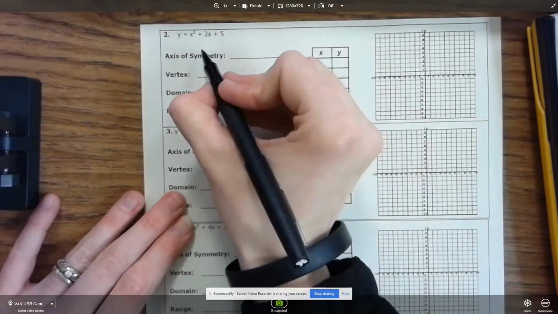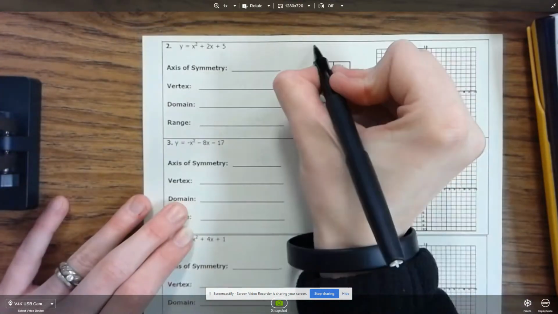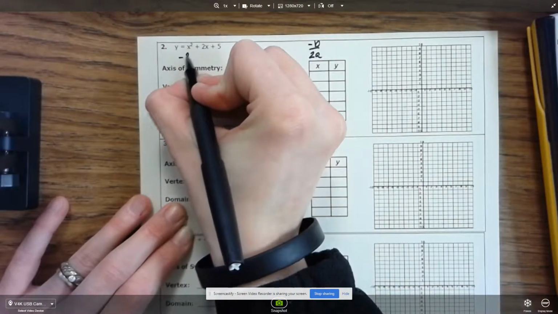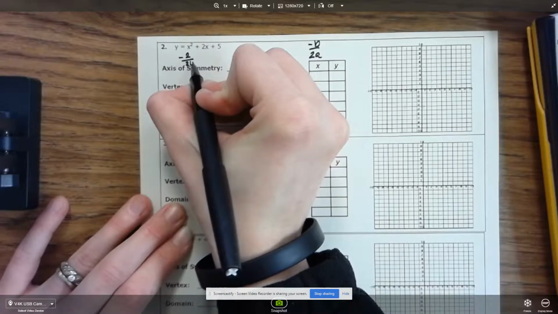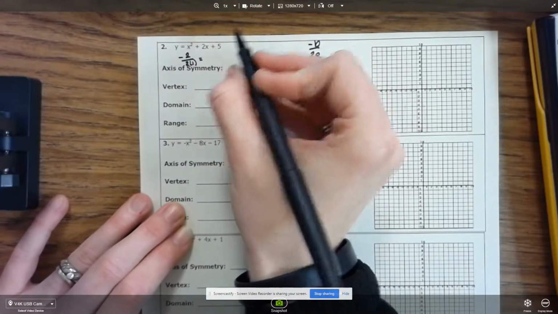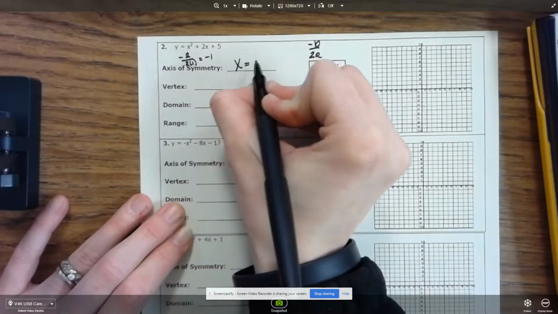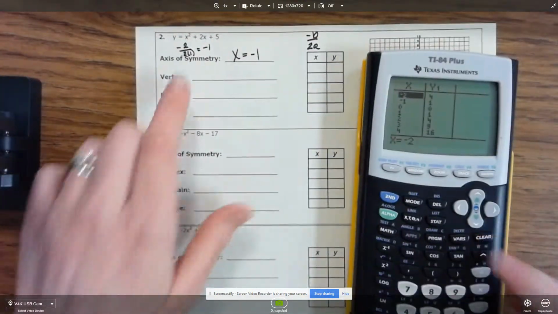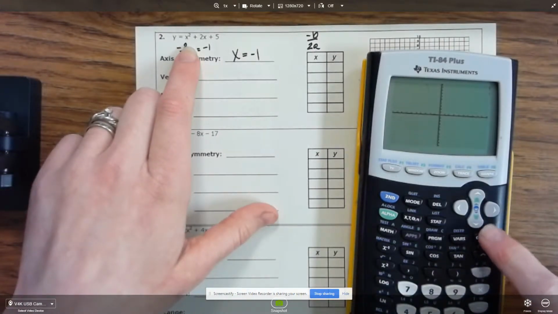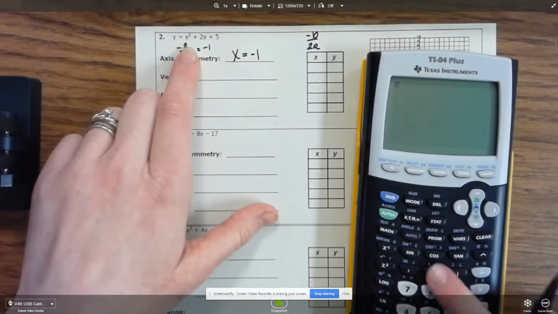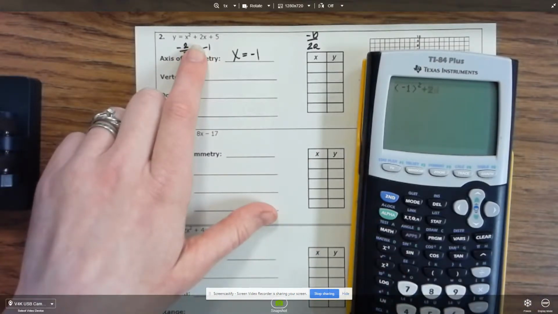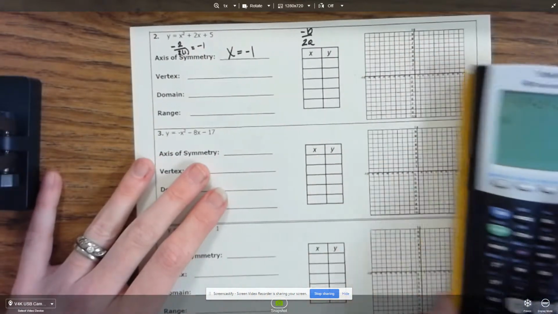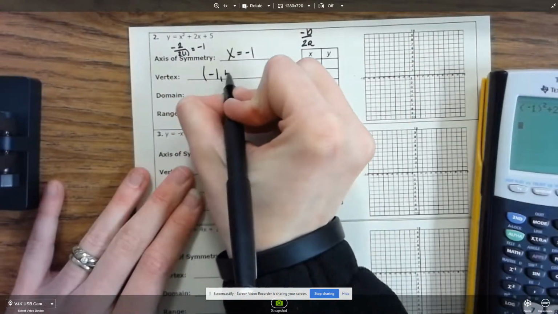All right, so do it again. Negative b, I'll write it up here so we have it to look at. So negative 2 divided by 2 times 1 is going to give me a negative 1. So my axis of symmetry is negative 1. If I plug a negative 1 in, negative 1 squared plus 2 times negative 1 plus 5, I get 4. So my vertex would be negative 1, comma 4.